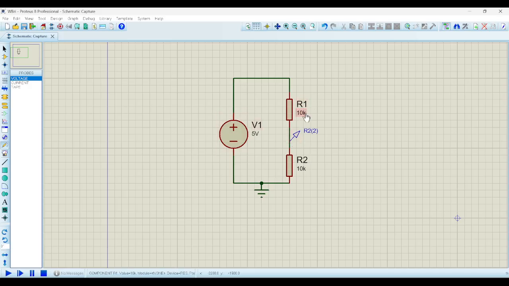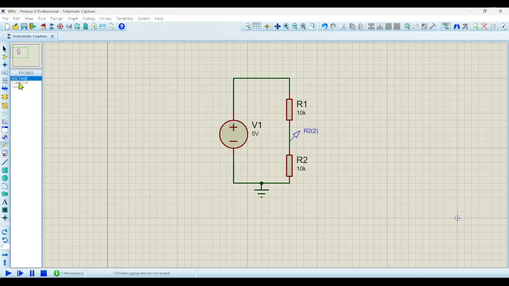So right now we already know the resistors have the same value, so I am expecting here half of this voltage, right? If I run the simulation, I get 2.5 volts. That's perfect, right? I have 5 over 2, that's 2.5. Okay, so that's the concept of voltage divider.